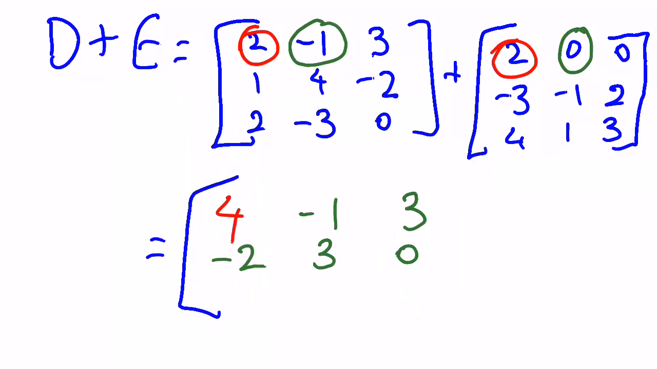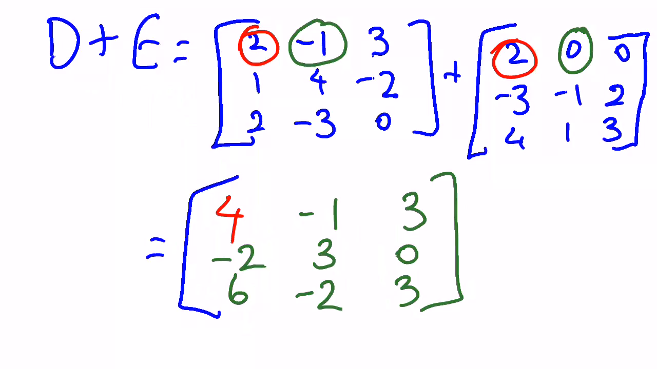And now my last row, I add the 2 and the 4, giving me 6. The negative 3 and the 1, giving me negative 2. And the 0 and the 3 gives me 3. And that's my matrix finished. Don't worry about the colours. Don't need to use colours. Okay, so that was a big one.